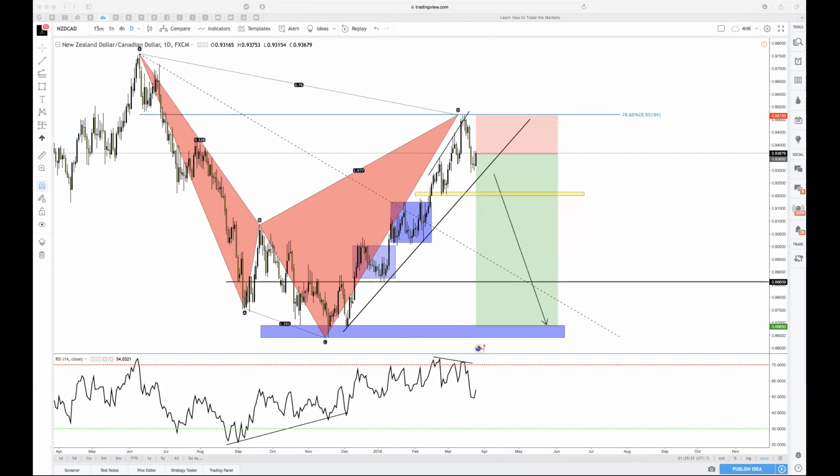Okay, now we're gonna sell NZD CAD. Oh wow, NZD JPY. Oh no, never mind. NZD CAD stop loss is 0.95150. Take profit is 0.86850.